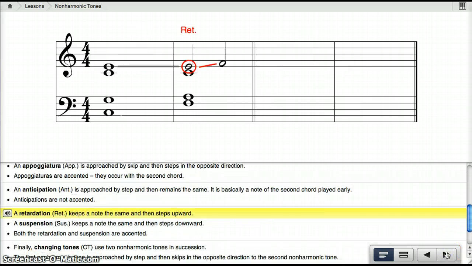Okay, a retardation, labeled RET, keeps a note the same and then steps upwards. So here the harmony was the C major chord, then it switched to an F major chord, and rather than analyzing this as, well, what kind of seventh chord is this? An F, A, C, E. F to A, major third, A to C, minor third, and then C to E, a major third. If you said a major seventh, you are correct.